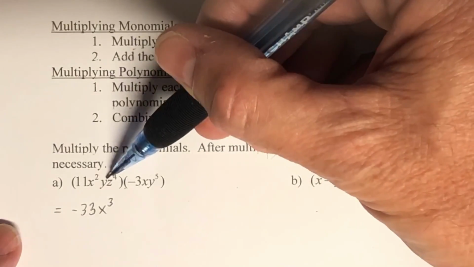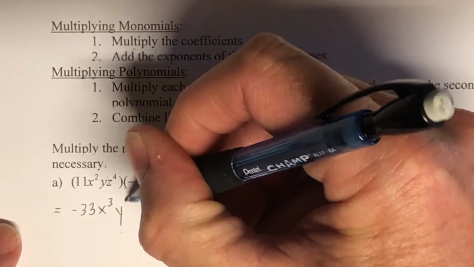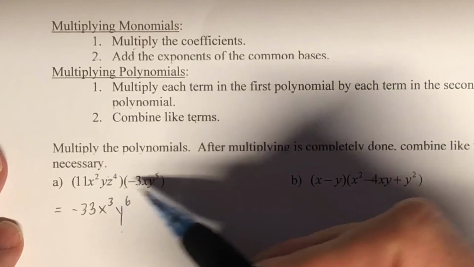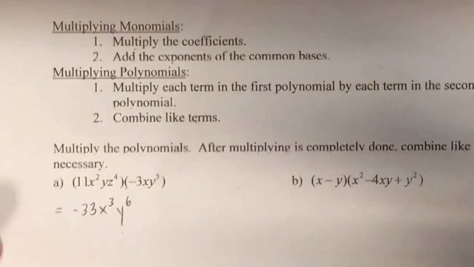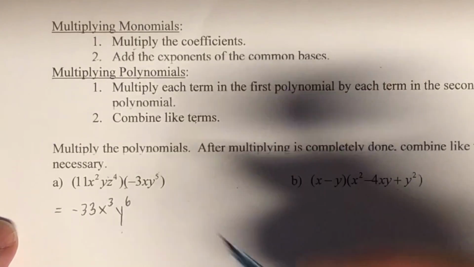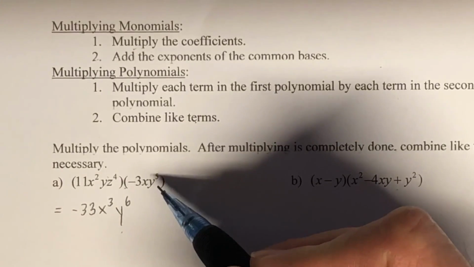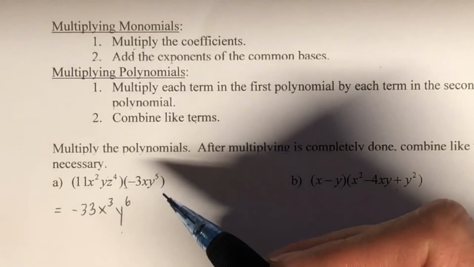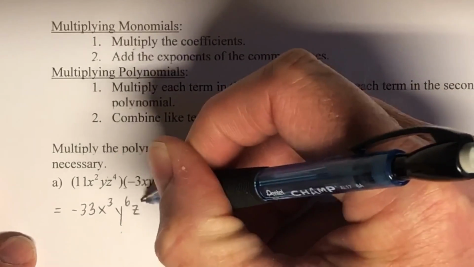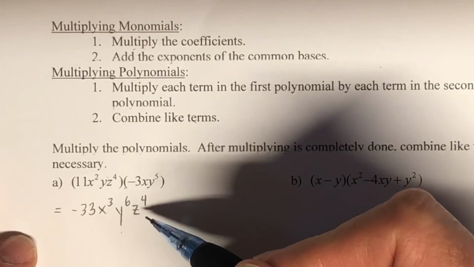Then we do the y part, y to the first and y to the fifth. You add the exponents. 1 plus 5 is y to the sixth. And then finally, what happens with z to the fourth? Since there's not another z, it is similar to the like term discussion, where when you didn't have two like terms to combine, you just bring the z to the fourth down with the stuff that's already down here, and you multiply by what's already down there.